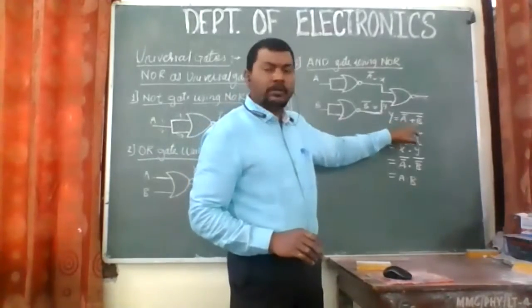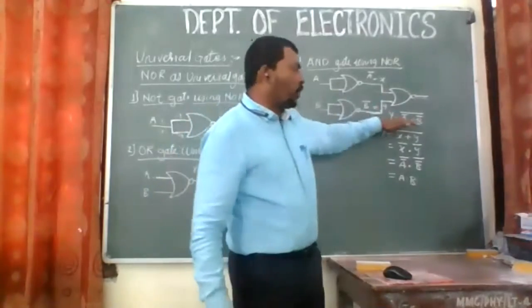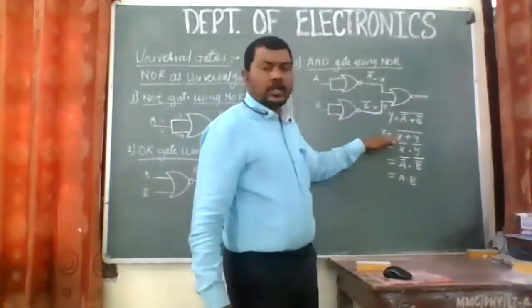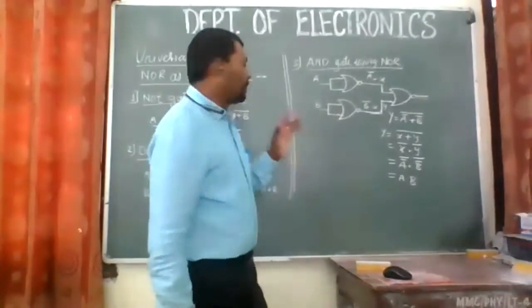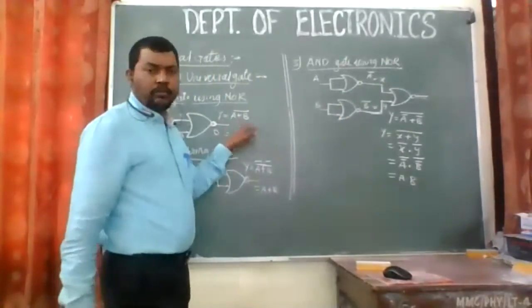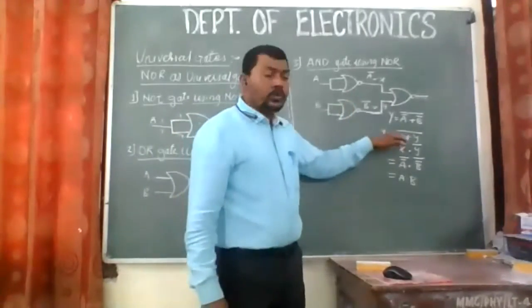Capital Y is equal to A complement plus B complement. If you can write like this, then it's okay. But if you are not able to write like this, then put it simply (X plus Y) whole complement. As we have written over here, (A plus B) whole complement. Similarly, we are having (X plus Y) whole complement.